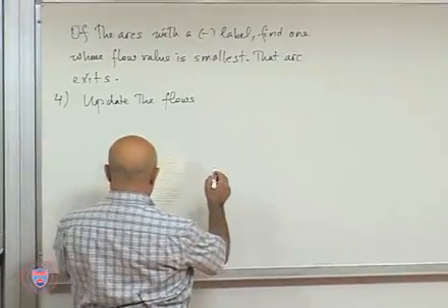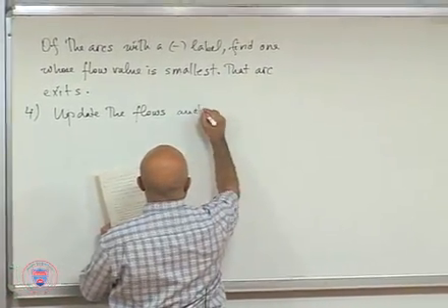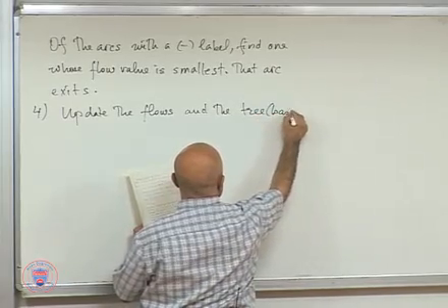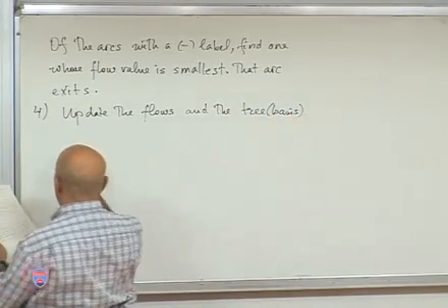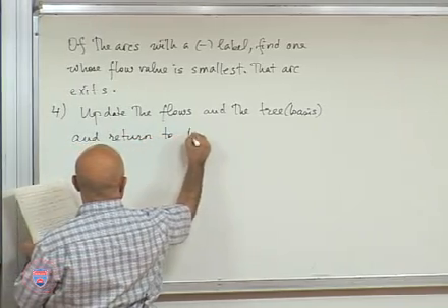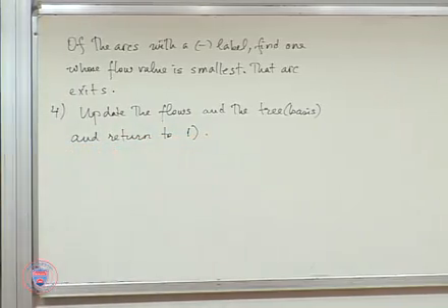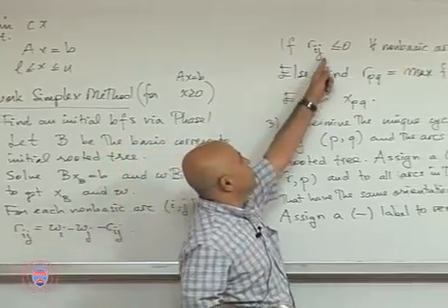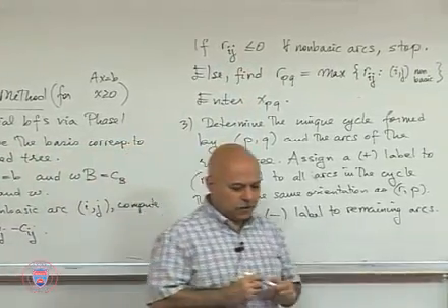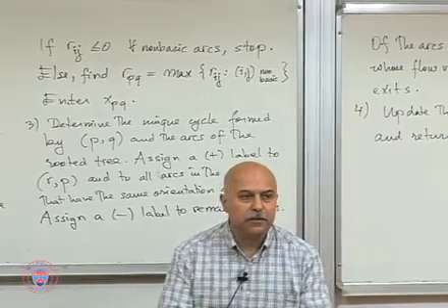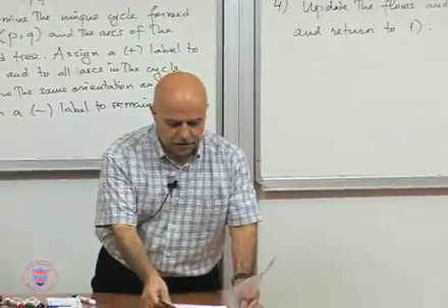So update the flows and the tree, and of course the associated basis, and return to step one of the main step. So you keep repeating this until all the reduced costs are less than or equal to 0. Okay? That's the network simplex method for the special case.